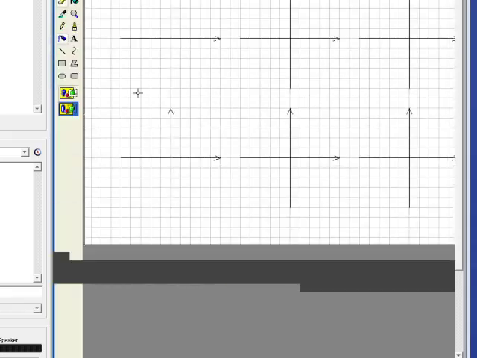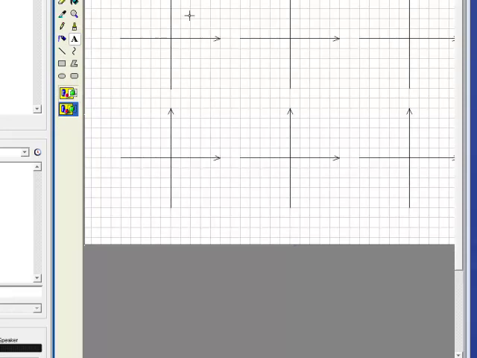So the cosine is positive in the first quadrant and the fourth quadrant because it goes with the x component, and it's negative in the second quadrant and the third quadrant because the x coordinate would be negative.